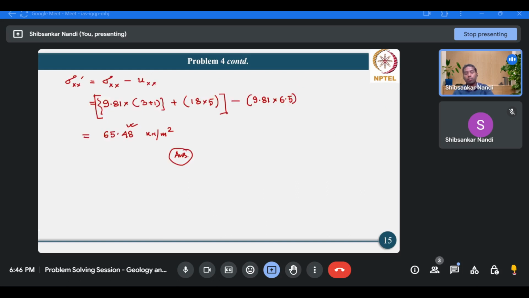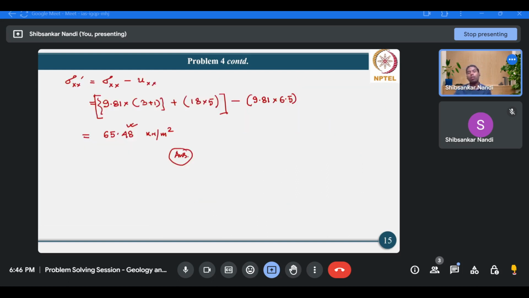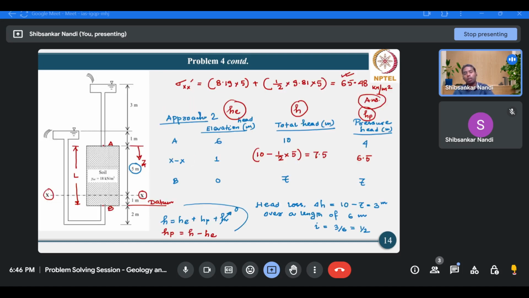So total stress you can calculate from the water head, that is for this problem 3 plus 1, into the unit weight of water, then the saturated unit weight multiplied by the distance at which you are required to calculate the effective stress. So that is total stress minus the pore water pressure. Pore water pressure you can get from the pressure head. So pressure head multiplied by the unit weight of water will give you the pore water pressure at any elevation that is required for the problem. So in that way also you can calculate the effective stress. However, both the approaches will give you the same answer.